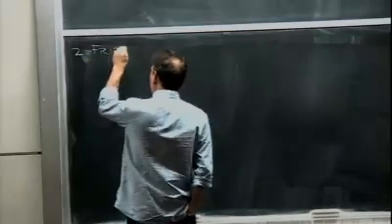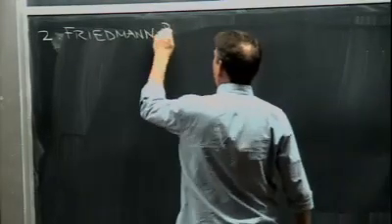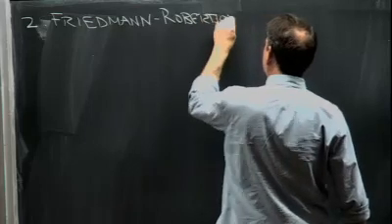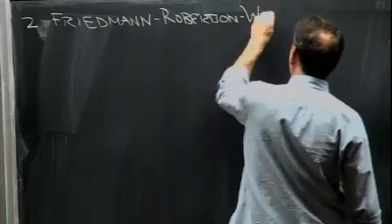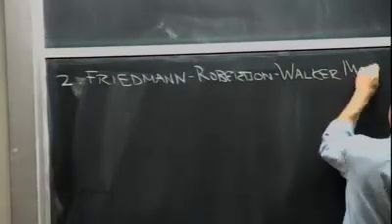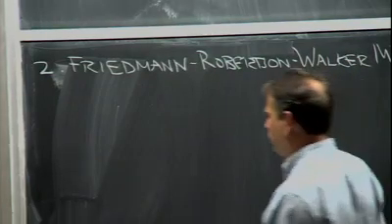Okay, so let's do our first. So that was number one, GR. Number two, let's apply this to, you've heard this term before, the metric that describes cosmology, which is a homogeneous isotropic spacetime, the Friedmann-Robertson-Walker metric. So that metric, we're going to do it in flat space.